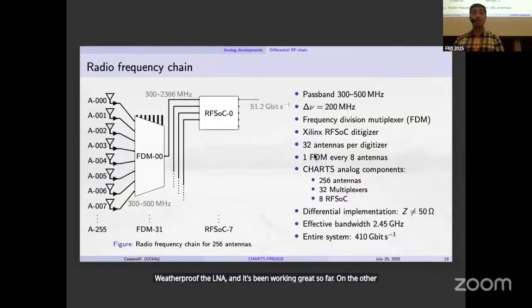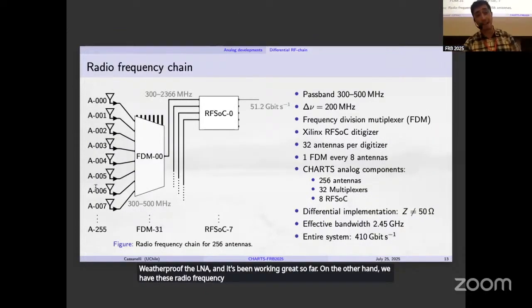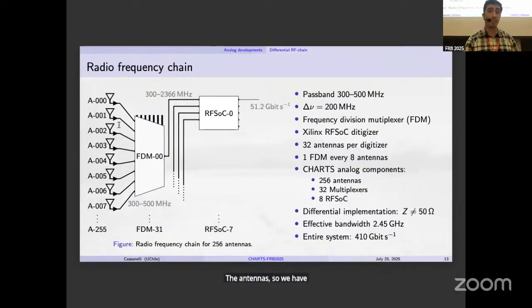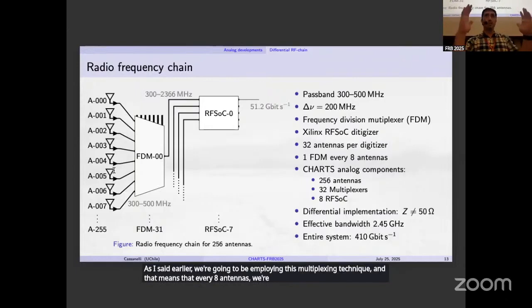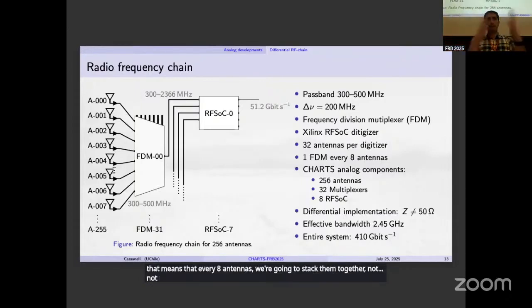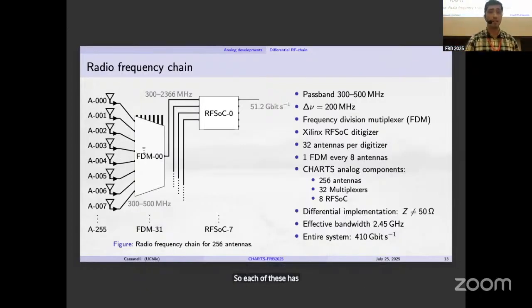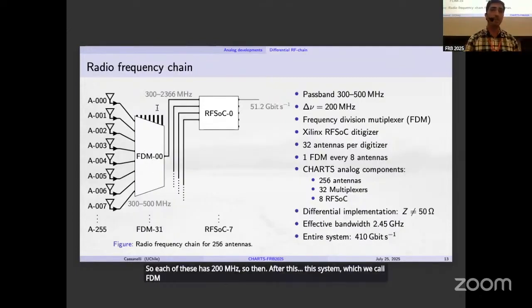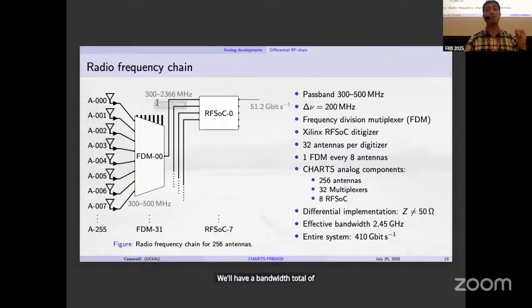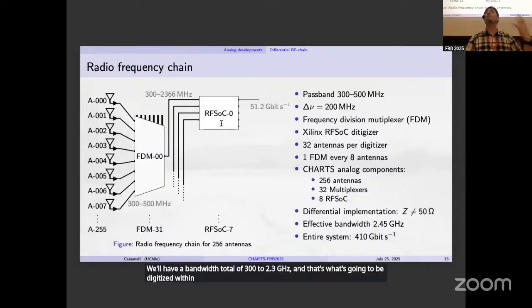On the other hand, we have this radio frequency chain. On the left-hand side, we have the antennas. So we have 256 elements, each of these antennas. As I said earlier, we're going to be employing this multiplexing technique. That means that every 8 antennas, we're going to stack them together, not combine the voltages, but stack them one side by the other. Each of these has 200 megahertz. So after this system, which we call FDM or the multiplexer, we'll have a total bandwidth of 300 megahertz to 2.3 gigahertz. And that's what's going to be digitized within this RFSoC or FPGA.